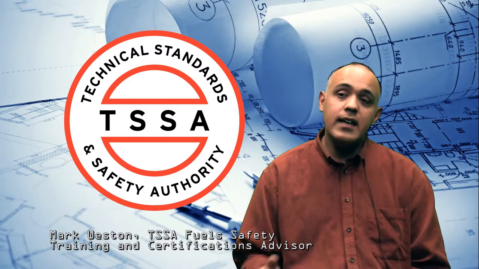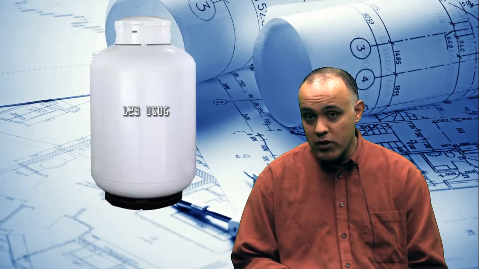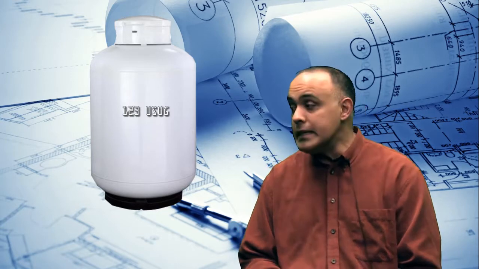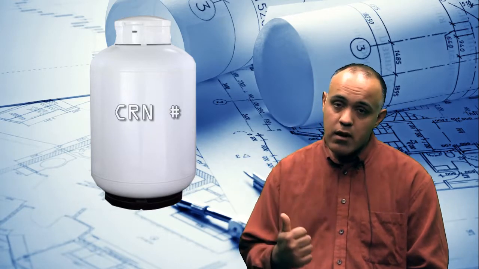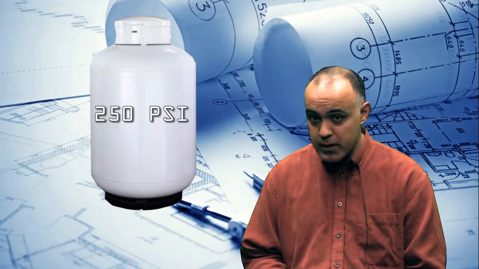First of all, in our previous video, we identified the differences between tanks and cylinders. So in this video, we're talking specifically about a 123 US water gallon tank, not a 420 pound cylinder. Okay? So first, to identify this tank, we're going to look for the CRN number on the tank, and we're going to look for a pressure relief valve setting of 250 psi.